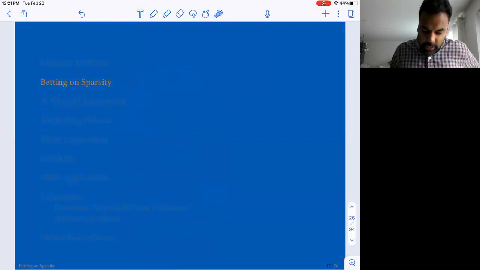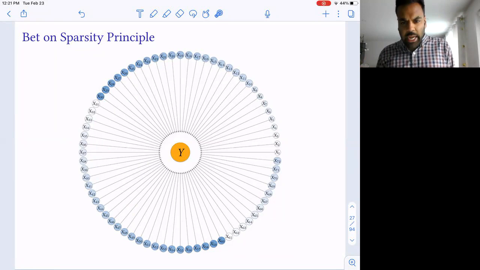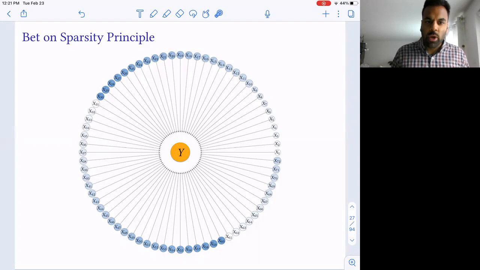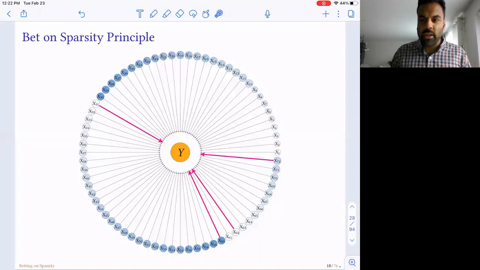Okay, so what I'm interested in, and particularly because of the data sets that I've encountered, is the sparsity principle. This is an image I like to show, where we have this response variable y and a whole bunch of predictor variables x. The question becomes, which one of these predictor variables is associated with my response y? The bet on sparsity principle is basically saying, I'm going to assume that very few of these predictor variables are associated with the response.